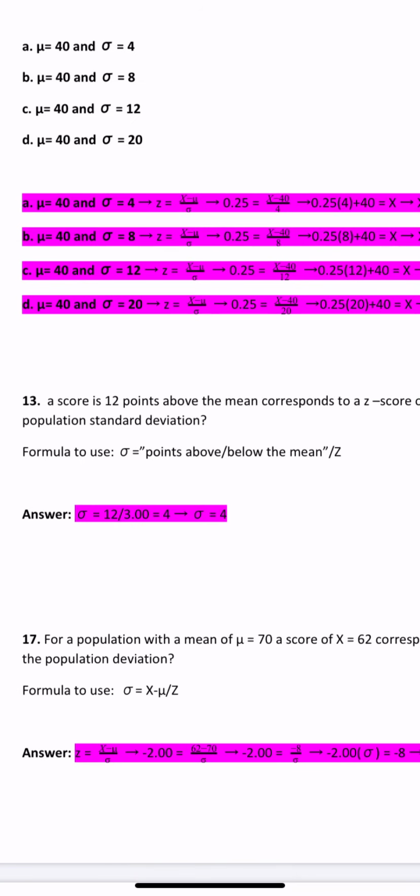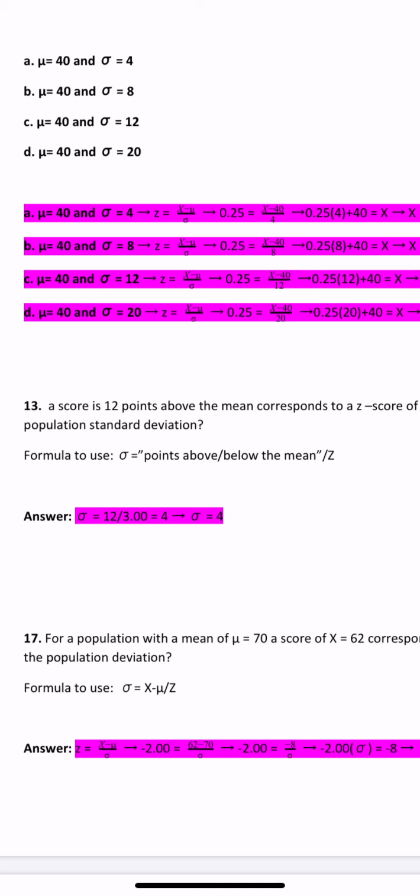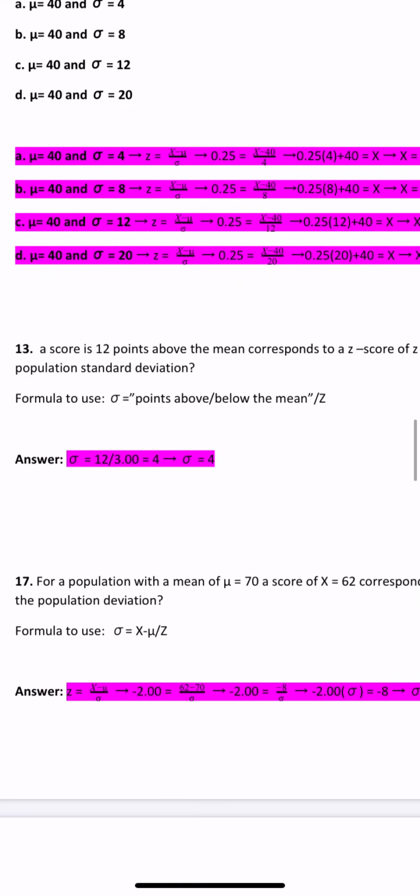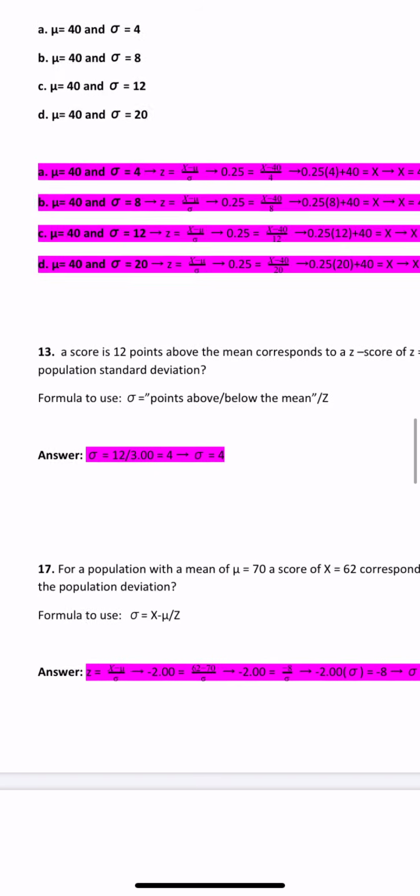So here we know it's 12 points above the mean, so we use 12. Now, if this was a negative, let's say it's 12 points below the mean, you would just use a negative 12. But here it's above the mean, so it's positive 12 divided by the z-score of 3. So we know that the standard deviation is 4.